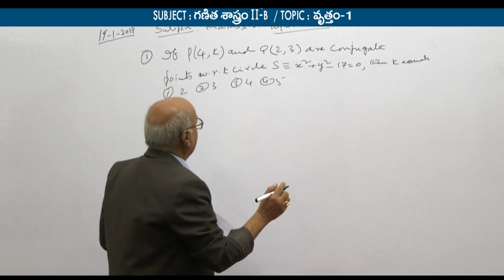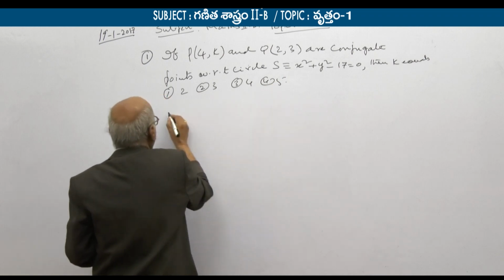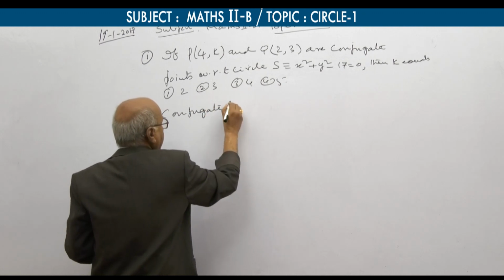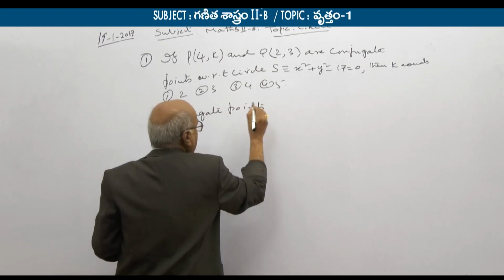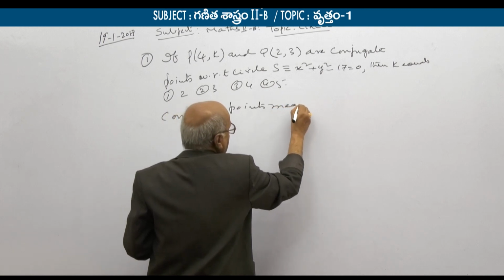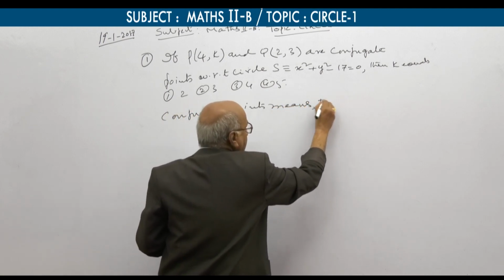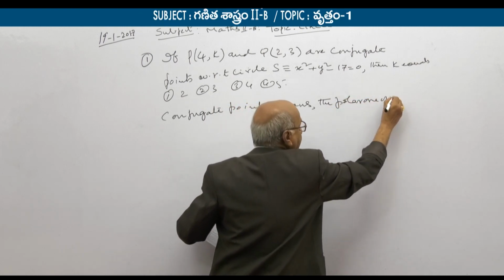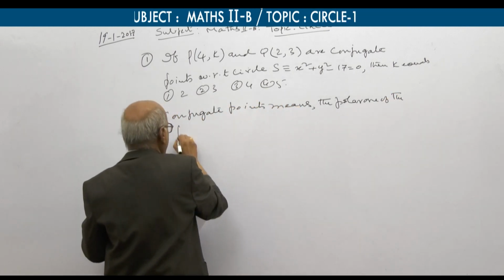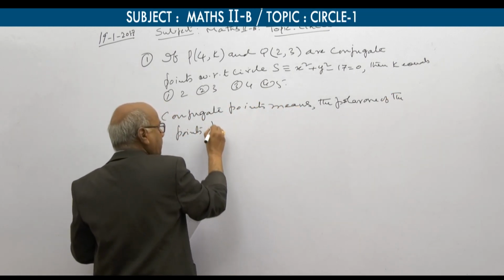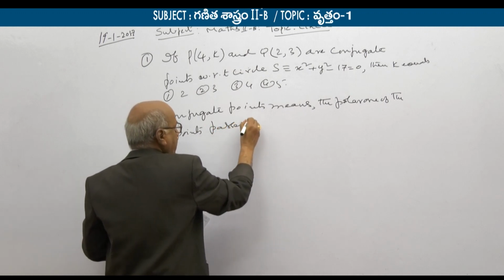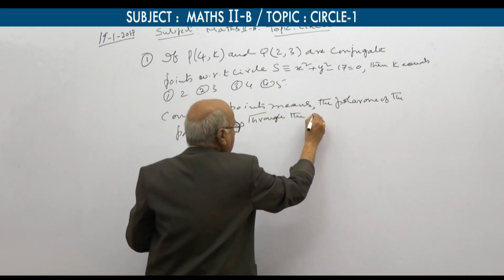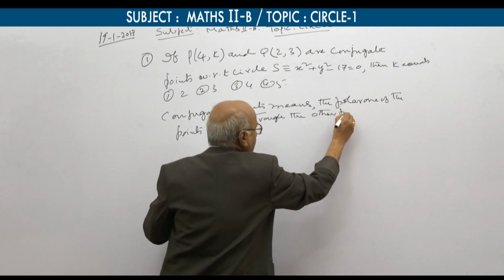Okay, right. Now the solution is simply: conjugate points means the polar of one of the points passes through the other point.